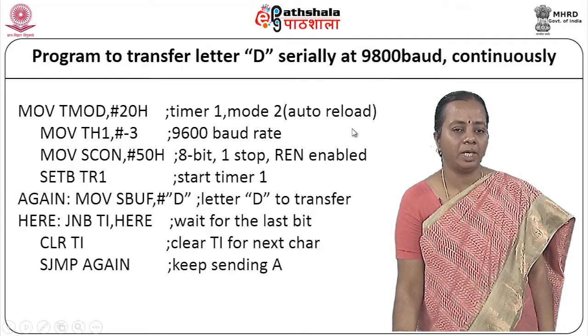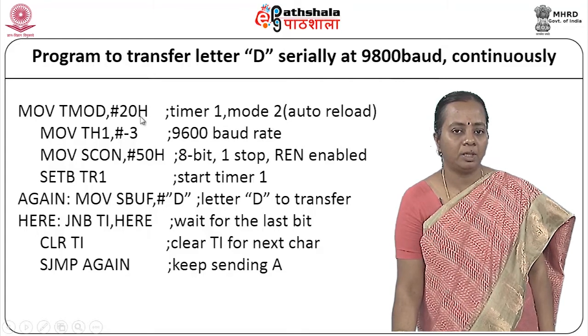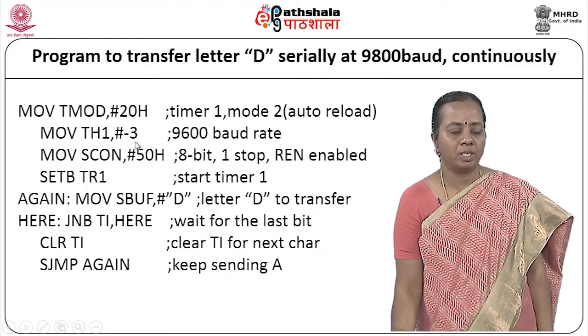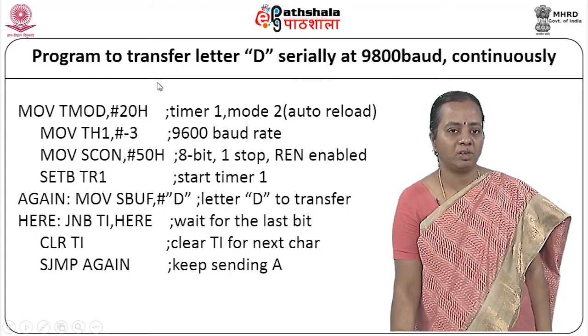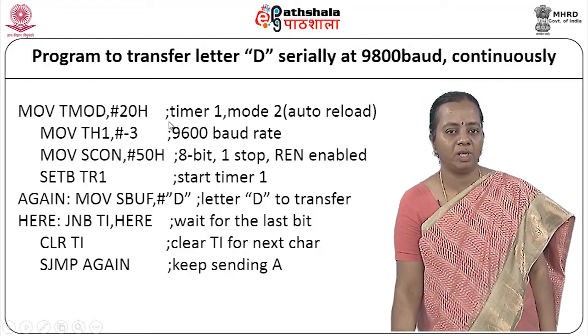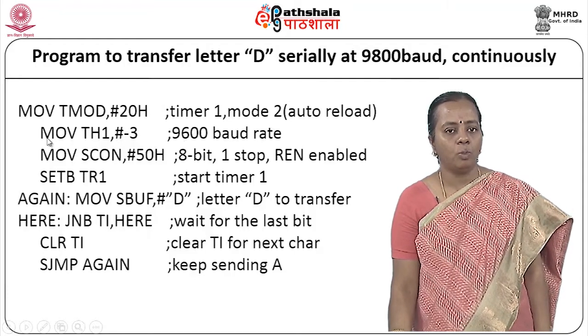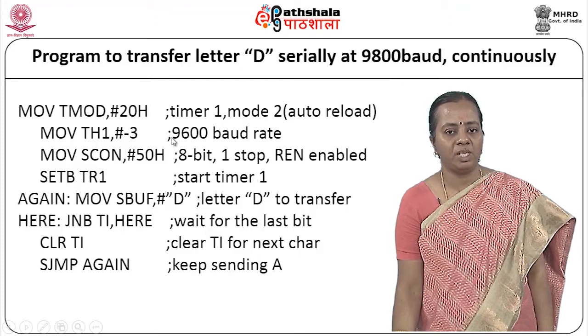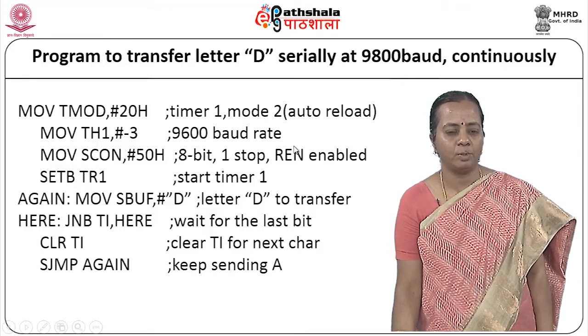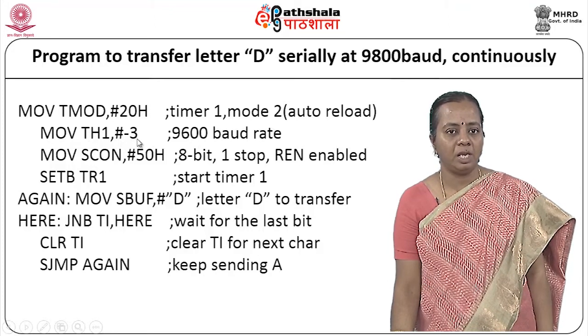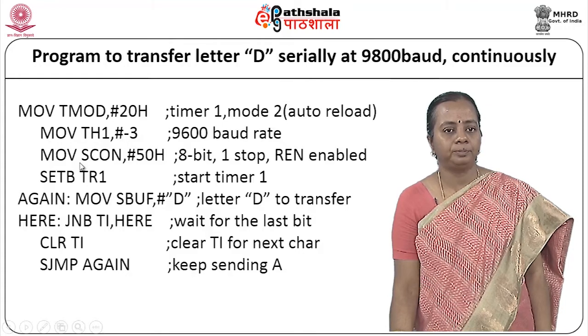No need to reload the TH again; the value is -3. Once we have set -3, it will be reloaded again and again whenever we get an overflow. So MOV TH1, #-3 enables 9600 baud rate. That means with 3 cycles I will send 1 bit.